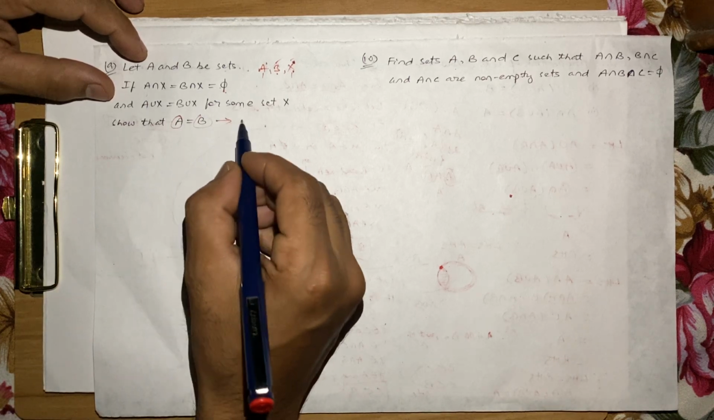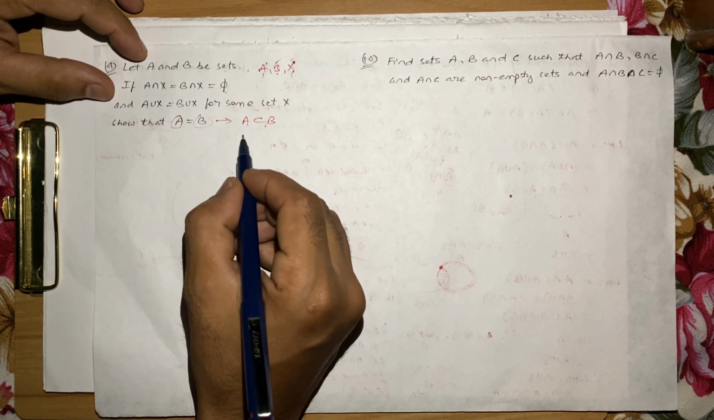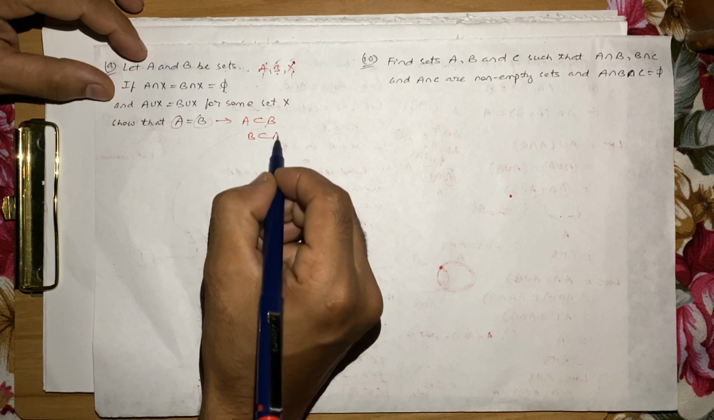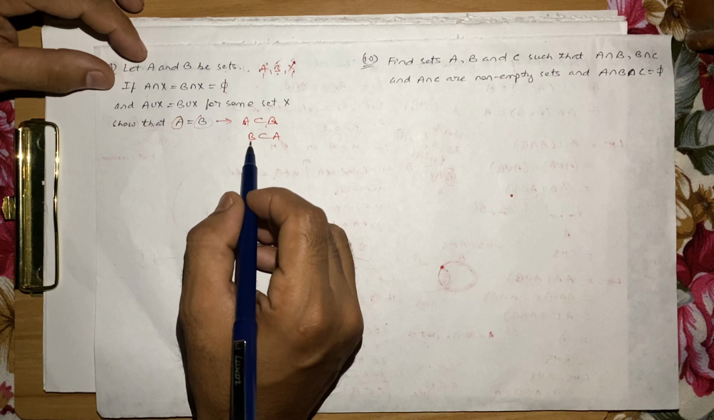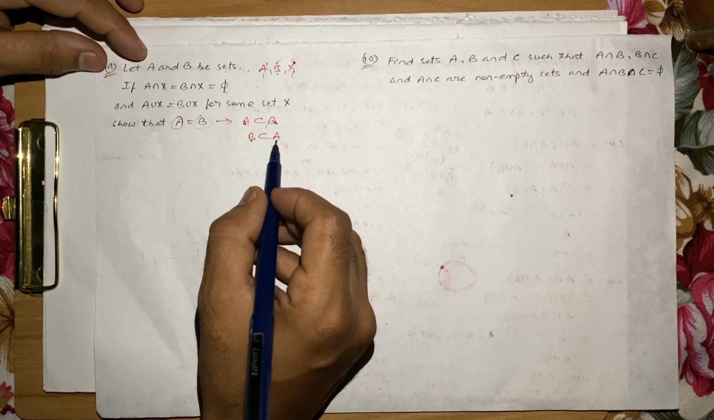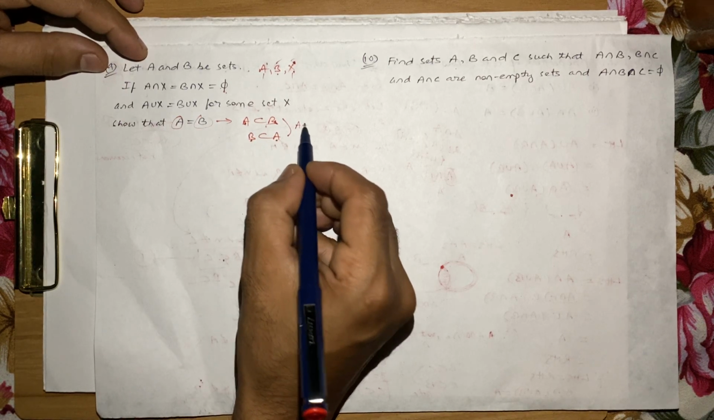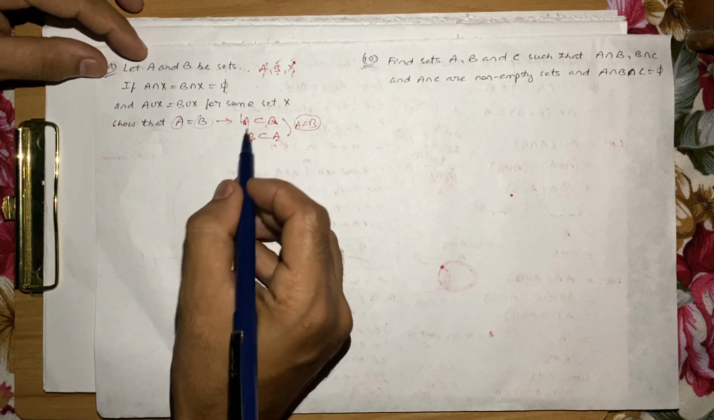So in order to show this, what will I show? A is a subset of B, and in the other way I'll show B is a subset of A. If A is a subset of B, all elements of A are present in B. If B is a subset of A, then all elements of B are present in A. So what can I say? A is equal to B. I can prove this, so let's try to prove this first and this.